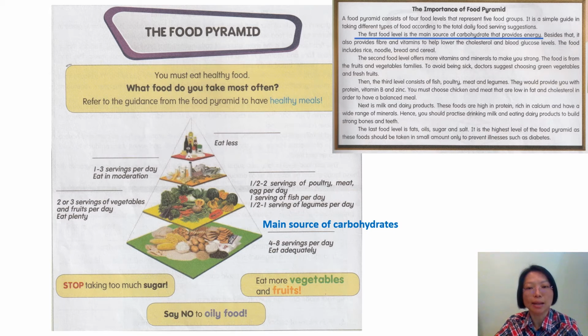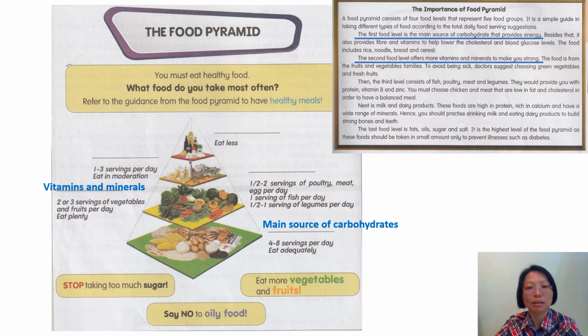Okay, now let's look at the upper level, the second level now. What is the answer? The answer is vitamins and minerals. Now, for vitamins and minerals, we can take 2 or 3 servings of vegetables and fruits per day. And we can eat plenty of it because fruits and vegetables can give us a lot of vitamins that can build up our immune system so that our body can be strong. Where do we get this answer from? We get this answer from paragraph 3. It says here, the second food level offers more vitamins and minerals to make you strong.